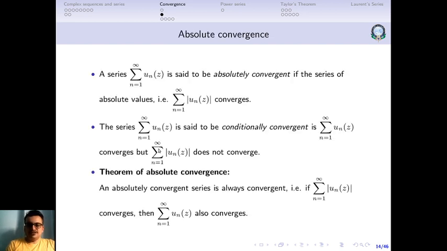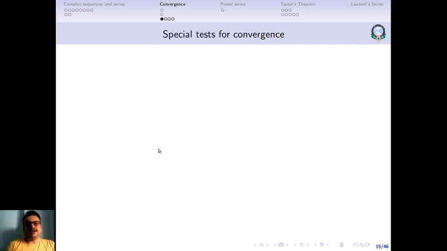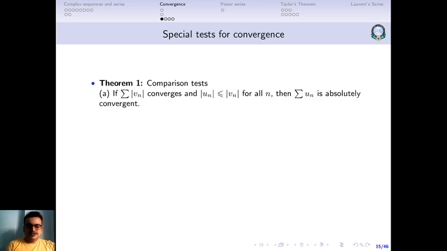Now all this is good, but are there any ways by which we can test whether a series is converging or not? There are certain special tests for convergence. I'll give them to you in the form of theorems. The first theorem is known as the comparison test. There are two parts to this theorem.